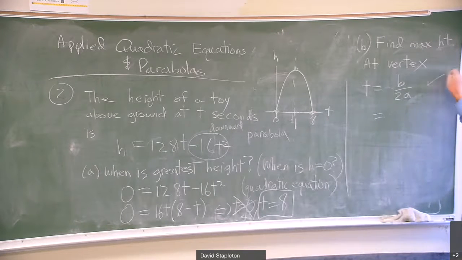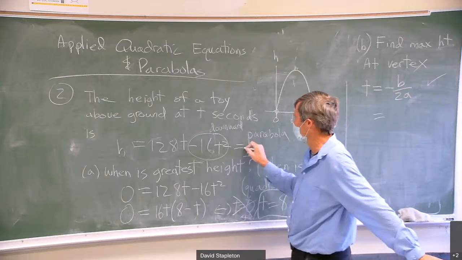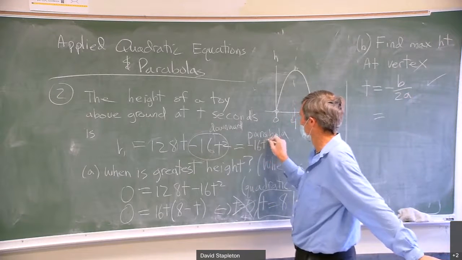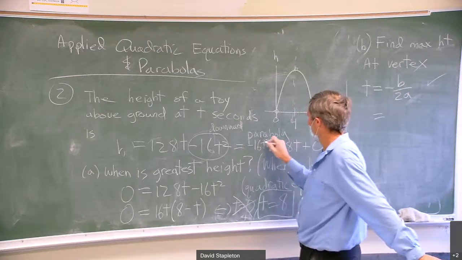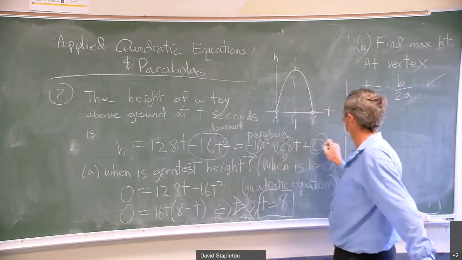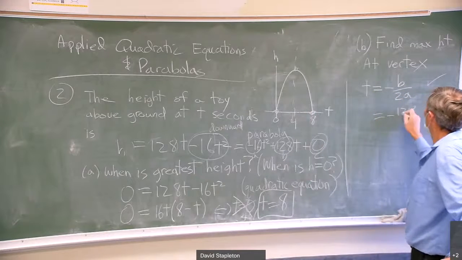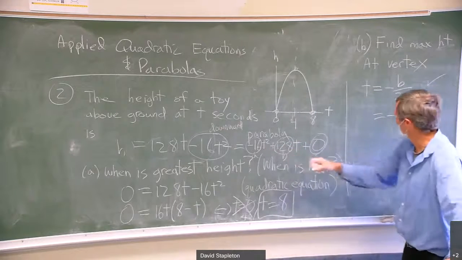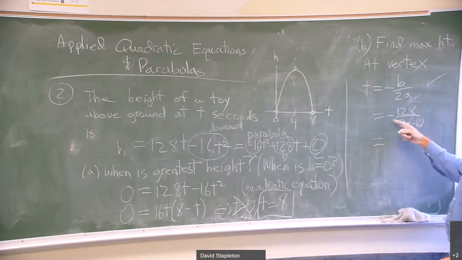This is the formula you get by stretching and shifting any parabola to that standard form. So let's see, if I write this as minus 16t squared plus 128t plus 0, then this is a, and this is b, and this is c. So it's minus 128 over 2 times negative 16. Minus a cancel, fortunately, so I don't get a negative time.